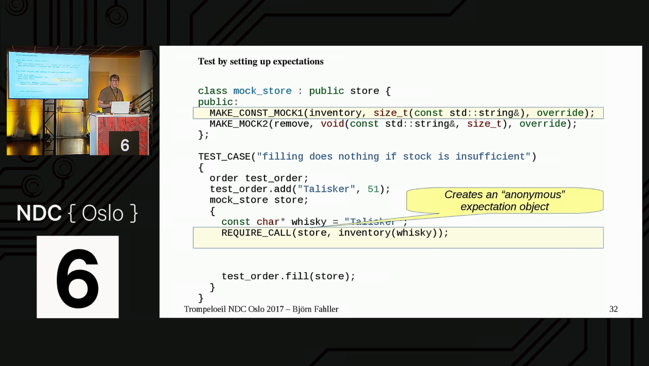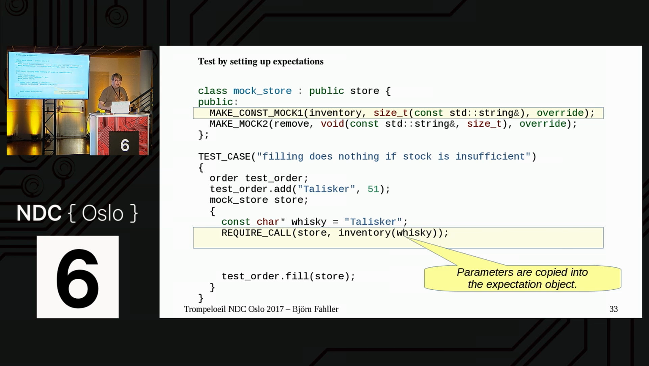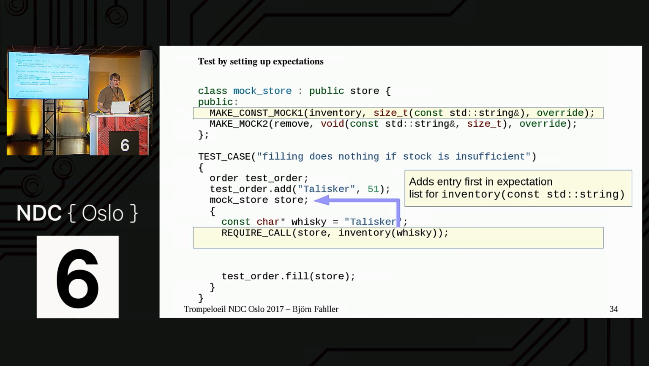This creates an expectation object right here in this scope. It doesn't have a name that you can know, but it is a local object. And this parameter whiskey is copied into that object. So if you change the whiskey variable to point to something else, this will not matter. It has its own local copy. If you want to have a reference to it, just call it with std::ref, and then it works equally well. This expectation object is placed first in the list of expectations for the inventory function in that object.